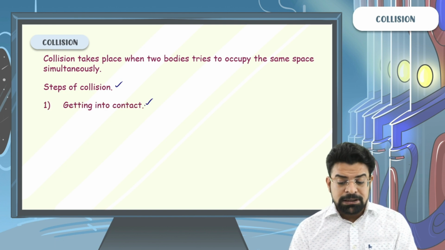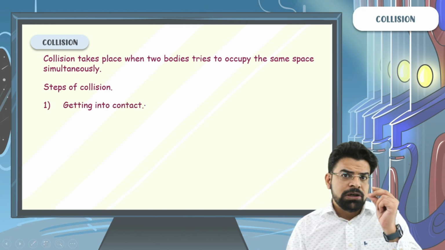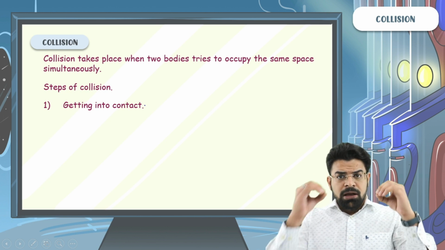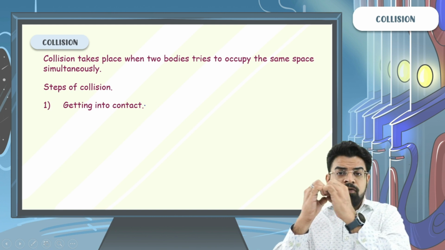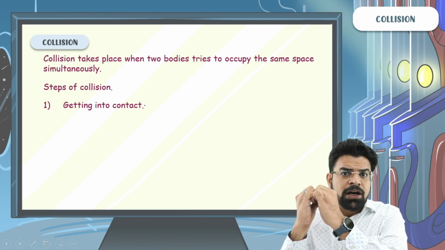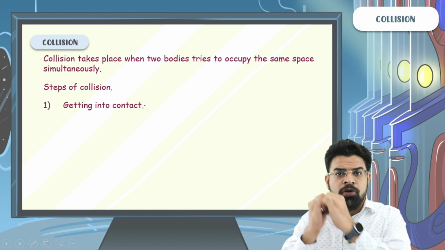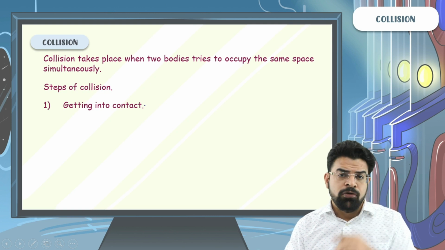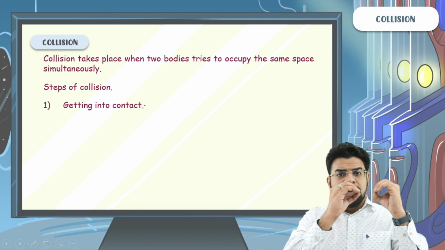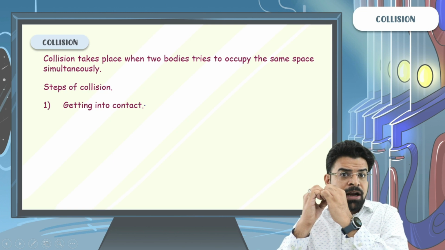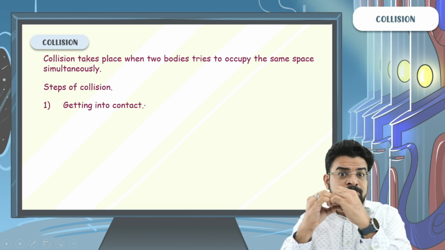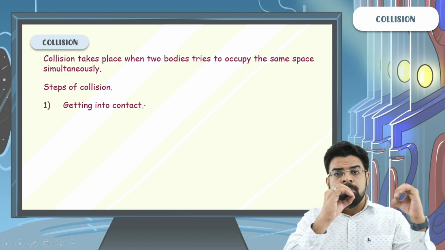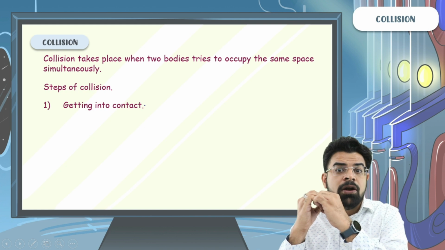First, the bodies get into contact. Once the bodies get into contact, they start applying force on each other. And then the force keeps on increasing, the deformation keeps on increasing. There comes a time which is called the time of maximum deformation. There are two things a child must know about it. First, at the time of maximum deformation, the interaction force between both the bodies is maximum. Second, both the bodies have the same velocity along the line of impact.